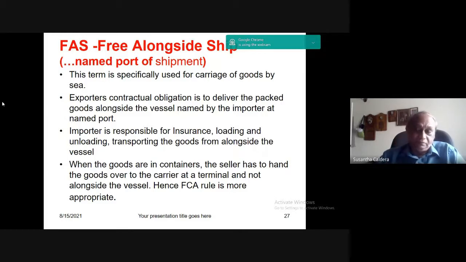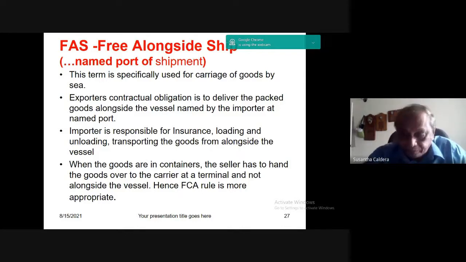Why is FAS not appropriate for containerized cargo? Again, common sense.